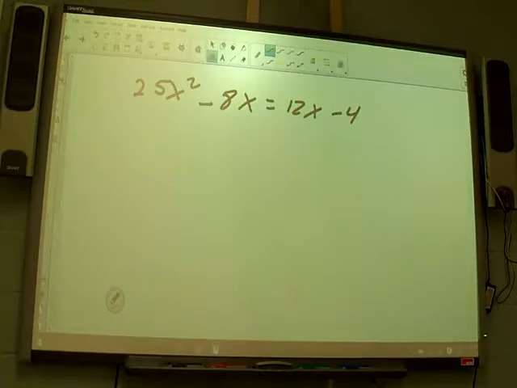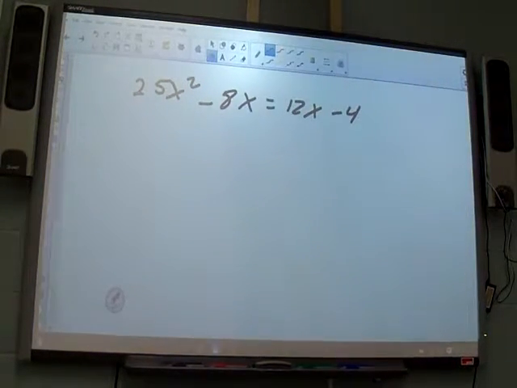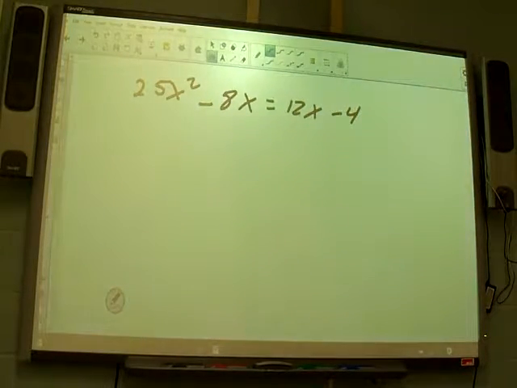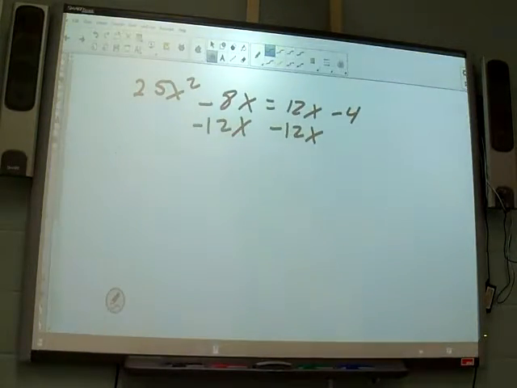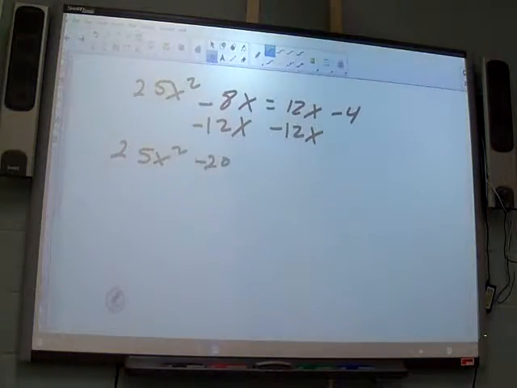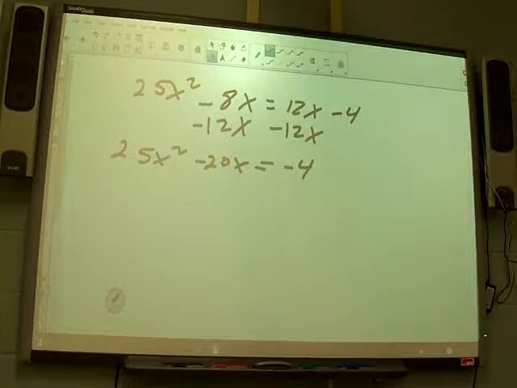All right, so a couple of additional steps on this one. Is it in standard form? No. So what do I need to do to get it in standard form? Subtract 12x and then add 4. So I'm going to subtract 12x from itself and its buddy on the other side, and I would normally do it all in one step, but since it's our first time to have a double step, I'm going to hold on for a second. So it gets me 25x squared minus 20x equals negative 4.